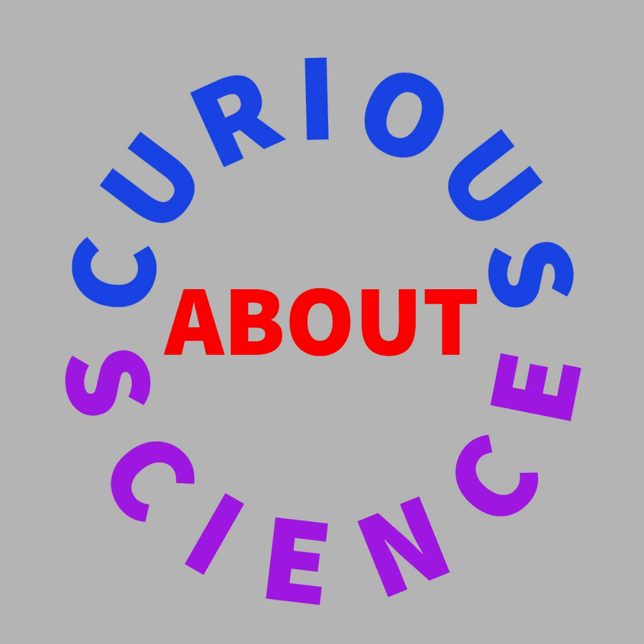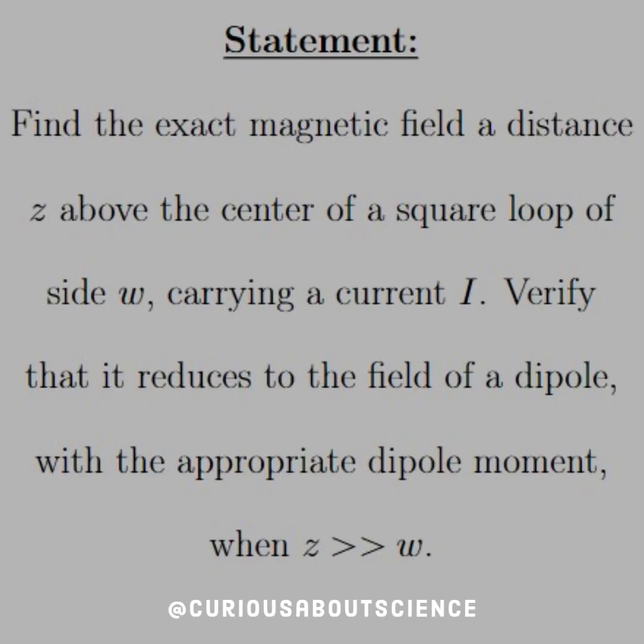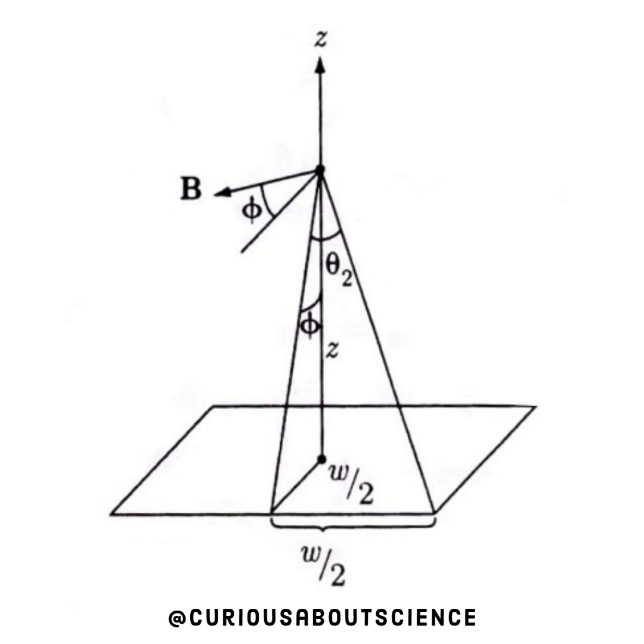All right, well, welcome back. As promised, more work with this magnetic dipole. The statement reads: find the exact magnetic field a distance z above the center of a square loop of side length w carrying a current I. Verify that it reduces to the field of a dipole with the appropriate dipole moment when z is much, much greater than w. All right, let's draw it out.